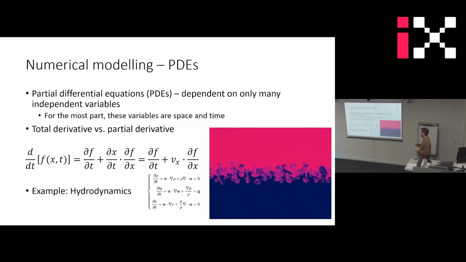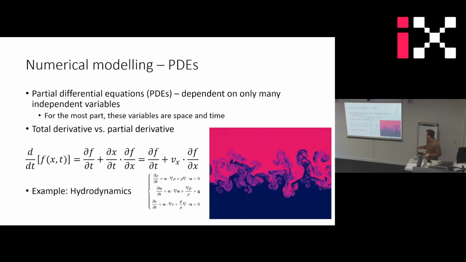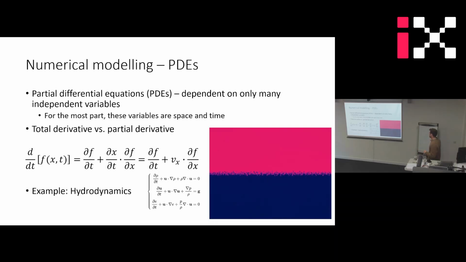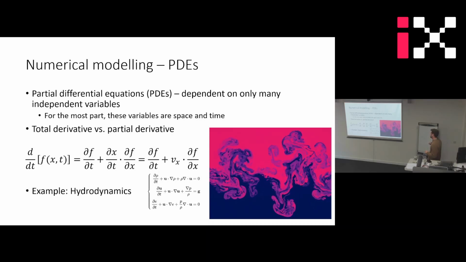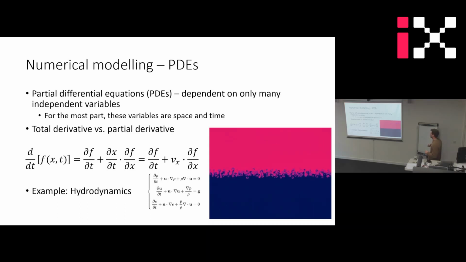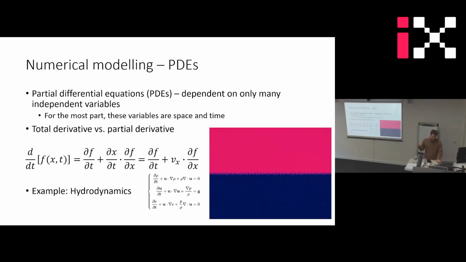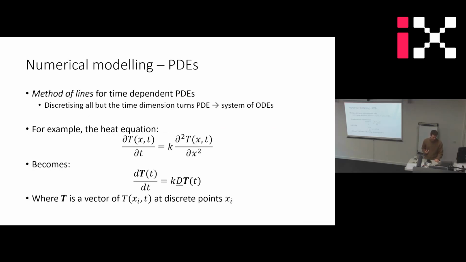A classic example is you have here two fluids, and there's gravity acting. This one is denser than this one, so it wants to move down and get these little ripples, and then this instability forms. This is described by these equations here, which you can see are all partial differential equations. So we have two derivatives now, so how do we go about putting that on a computer?